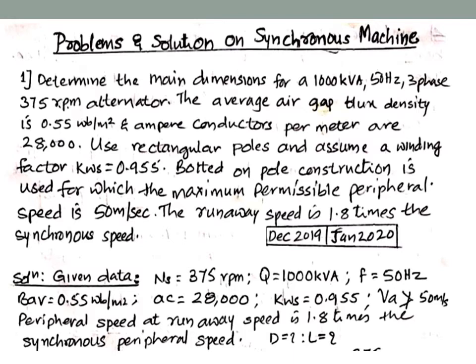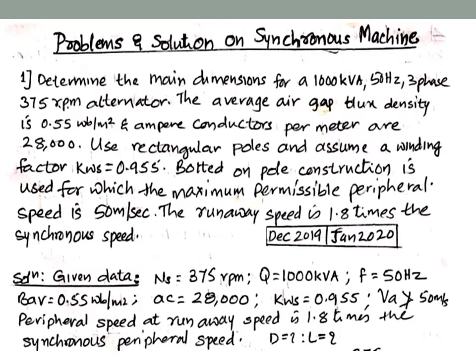Bolted on pole construction is used for which the maximum permissible peripheral speed is 50 meter per second. The runaway speed is 1.8 times the synchronous speed. Okay, this has been asked in 2019 and January 2020. So given data, you note down.